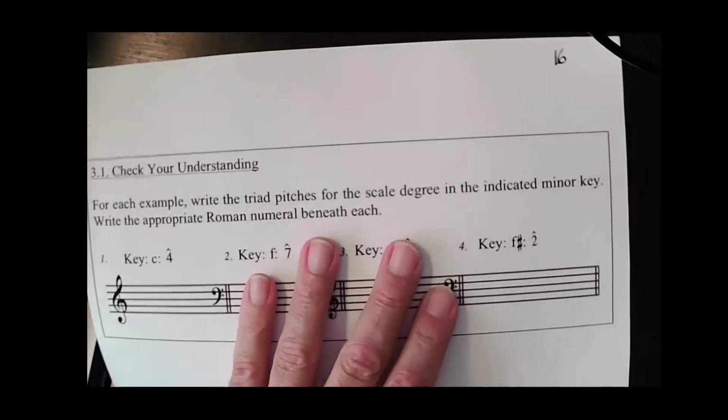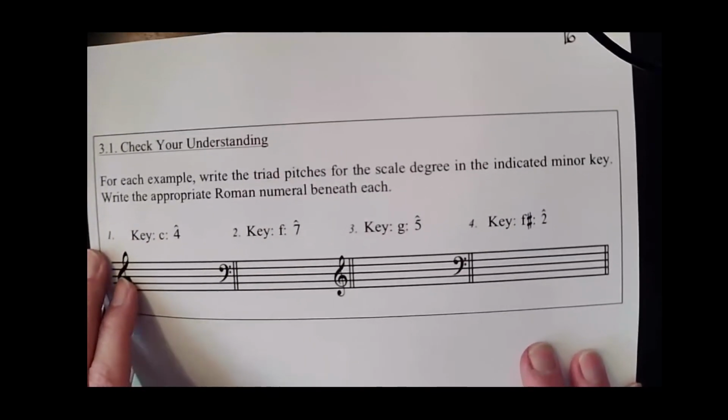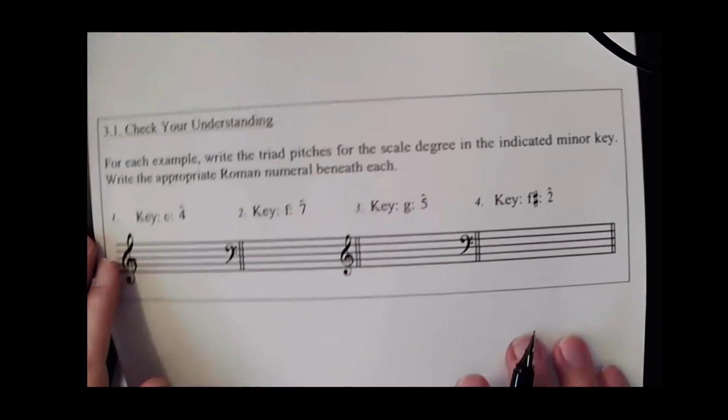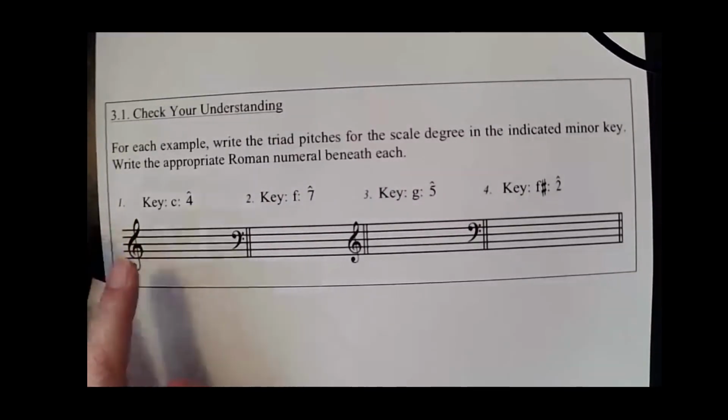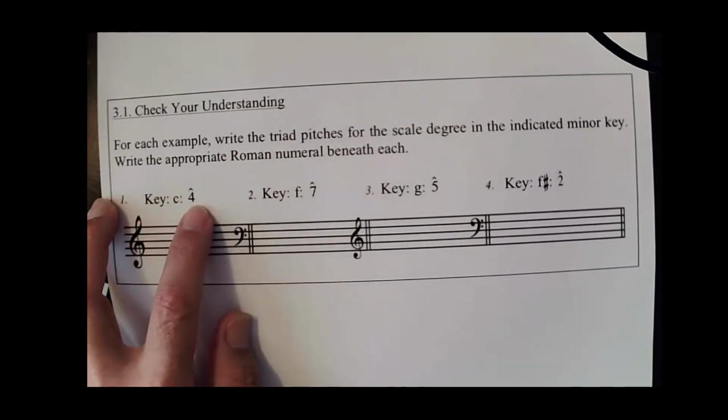Let's go ahead and look on page 16. This is the Check Your Understanding 3.1. What you should do is try this on your own first, and then come back to this video and check to make sure that you've done it correctly. Okay. So the first thing I need to do is write in the key of C minor, the chord that should be on the 4th scale degree.